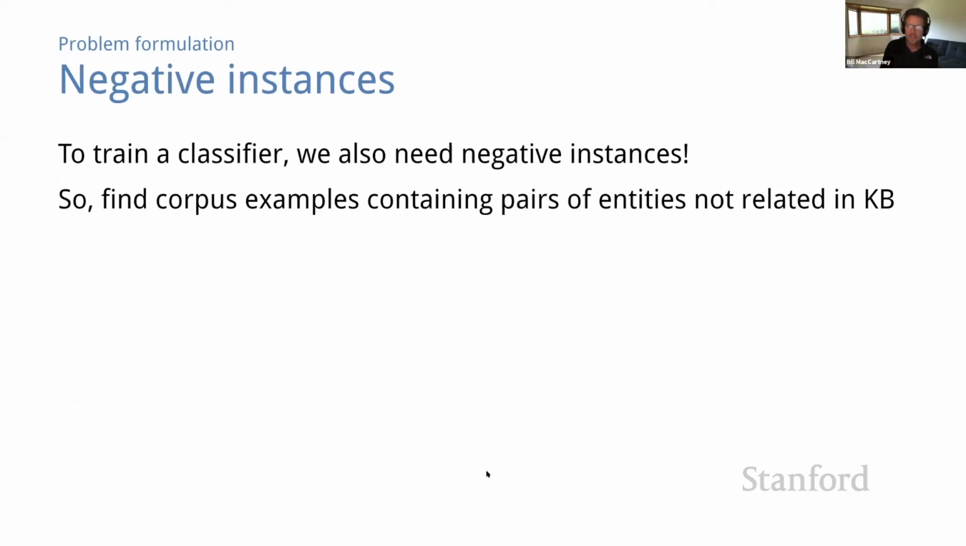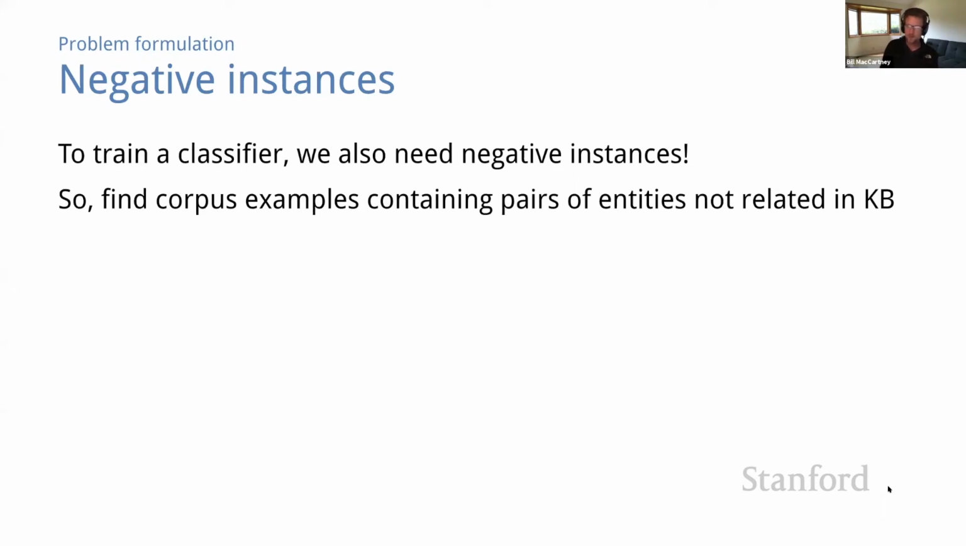First, I want to talk about negative examples. By joining the corpus to the KB, we can get lots of positive examples for each relation, but we can't train a classifier on positive examples alone. We're also going to need some negative examples, or negative instances.